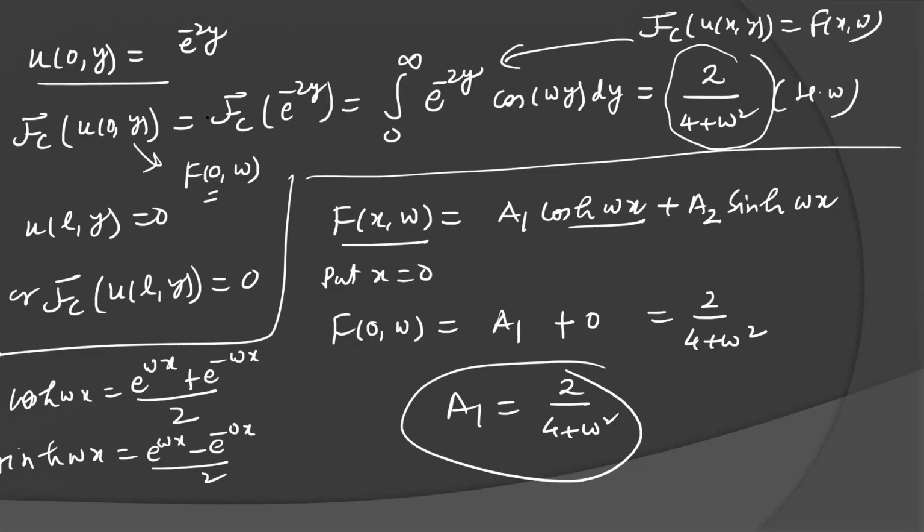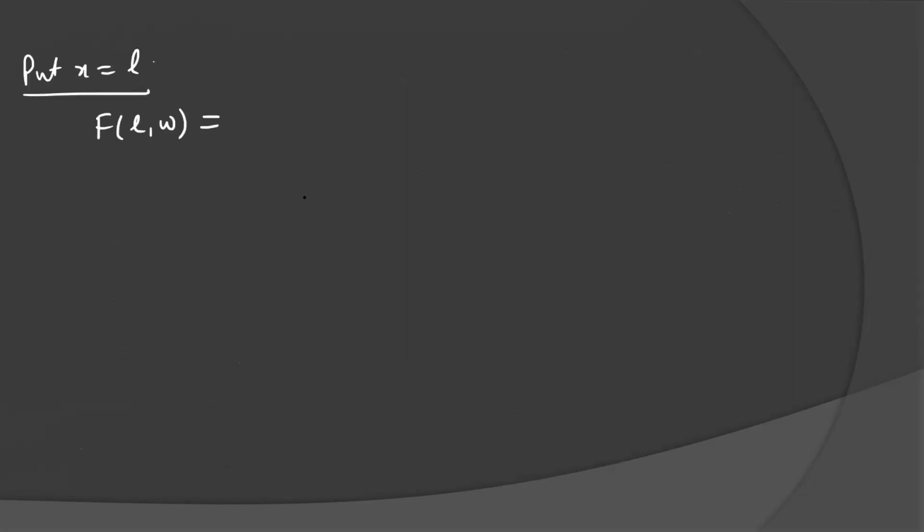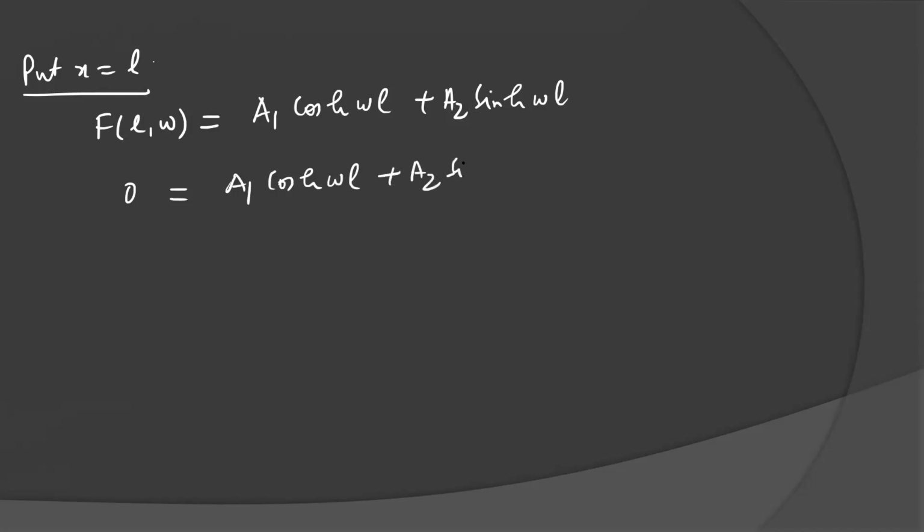So put x equal to L. You have f(L, omega), because we have substituted x equal to L in the Fourier cosine transformation of u(x, y). It is equal to A1 cos hyperbolic omega L plus A2 sin hyperbolic omega L, and it is given as 0. A1 we already have, so A2 will be minus A1 cos hyperbolic omega L over sin hyperbolic omega L.